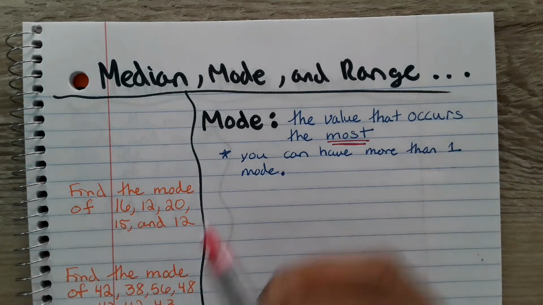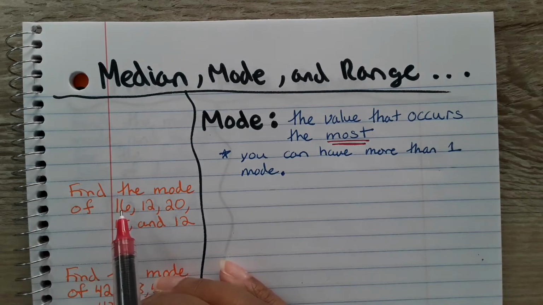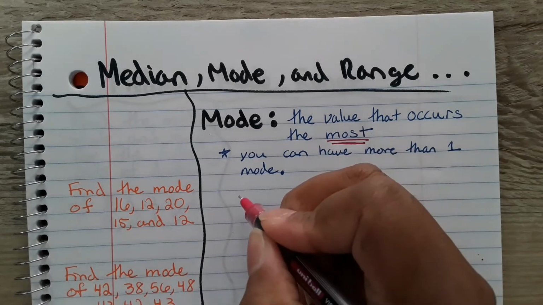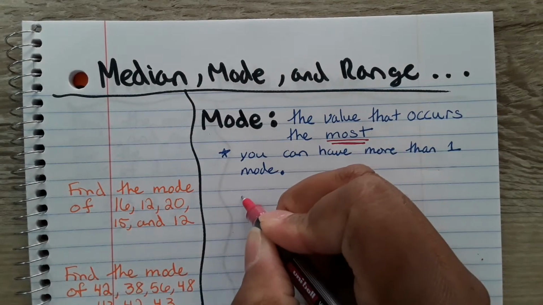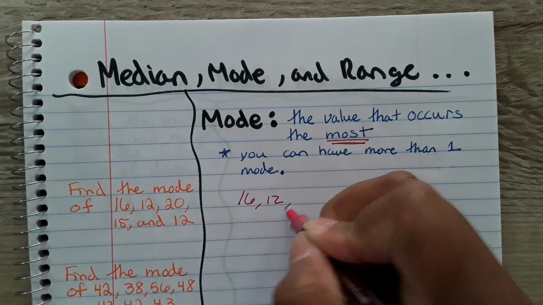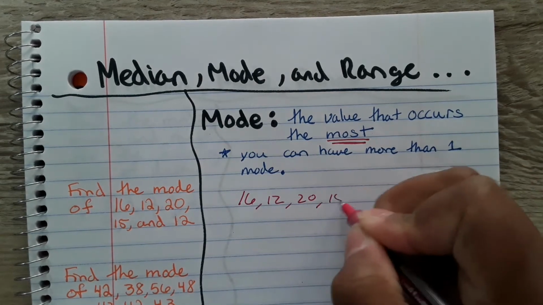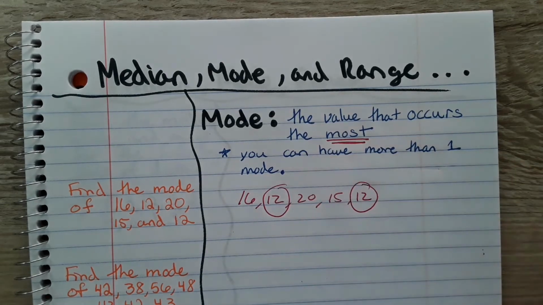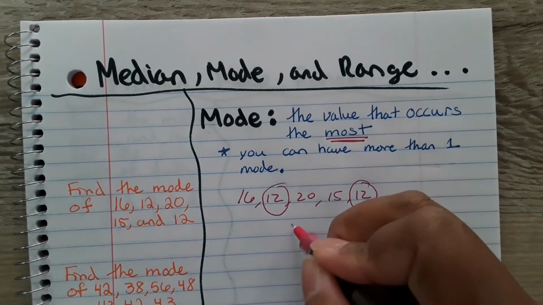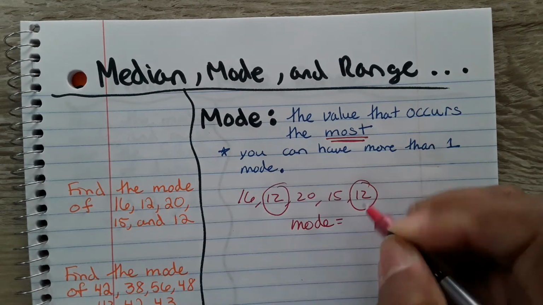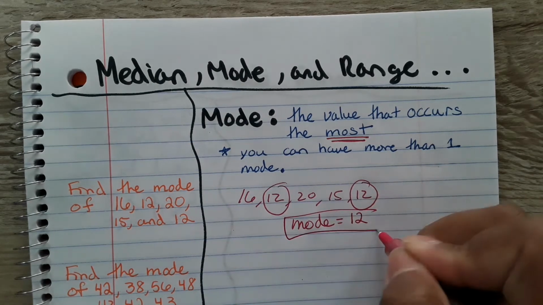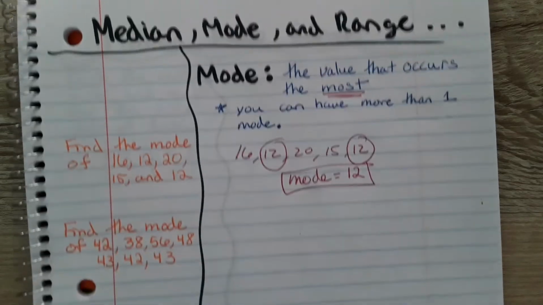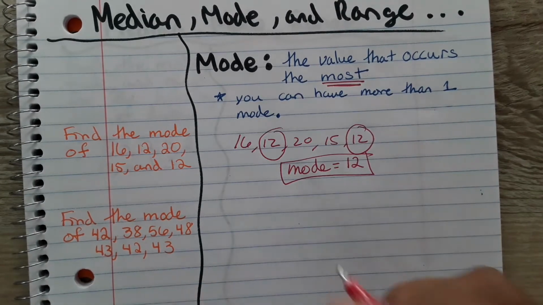All right, so we're going to find the mode for 16, 12, 20, 15, and 12. So back to the original set of numbers. We have 16, 12, 20, 15, and 12. As you can see, 12 appears twice, so 12 would be your mode. So 12 is the mode. It's that simple, I know. Let's try it with the next set.